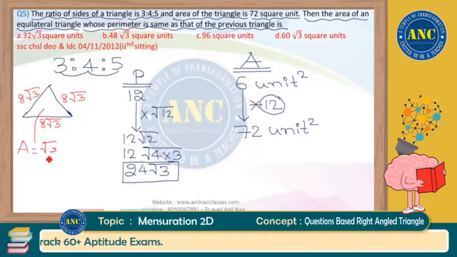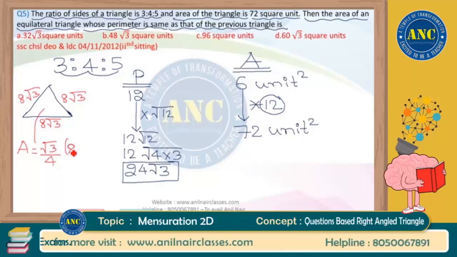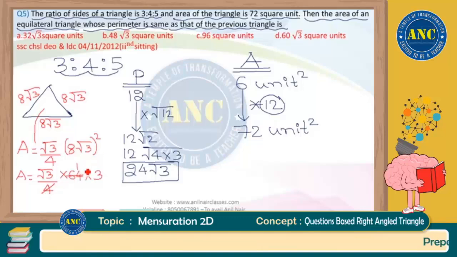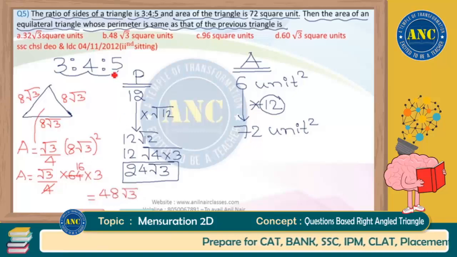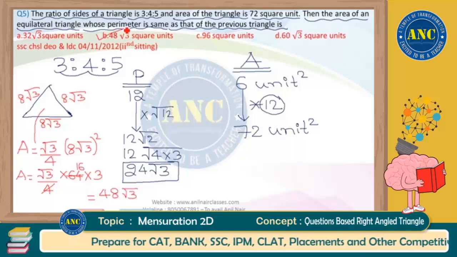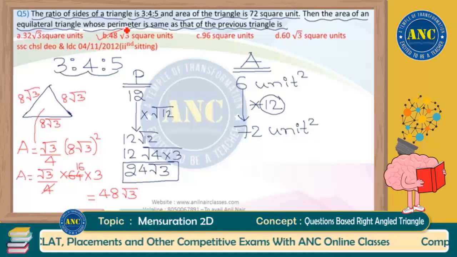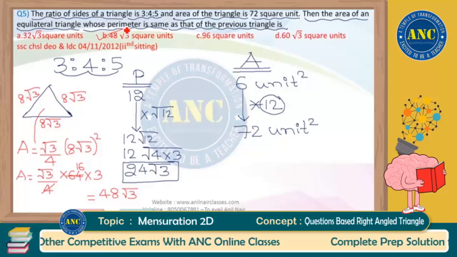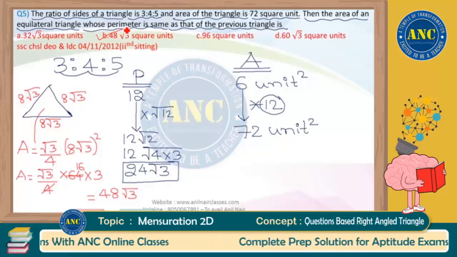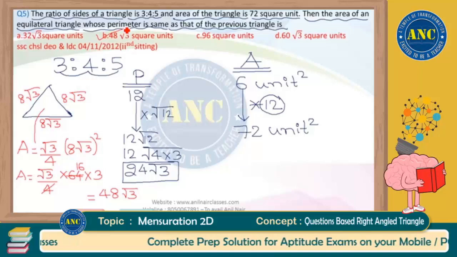Area of equilateral triangle is root 3 by 4 into side square. Root 3 by 4 into 8 root 3 whole square. So this is root 3 by 4 into 8 square, which is 64. Root 3 whole square is 3. So this is 4 into 16. Your answer is 16 into 3, 48 root 3 square units, which is nothing but my option B. I hope every question is an examination question, and if you understand how to solve it after I teach, then definitely you can solve the examination question when you sit in the examination hall, sir. I hope it is very, very clear for you till here.